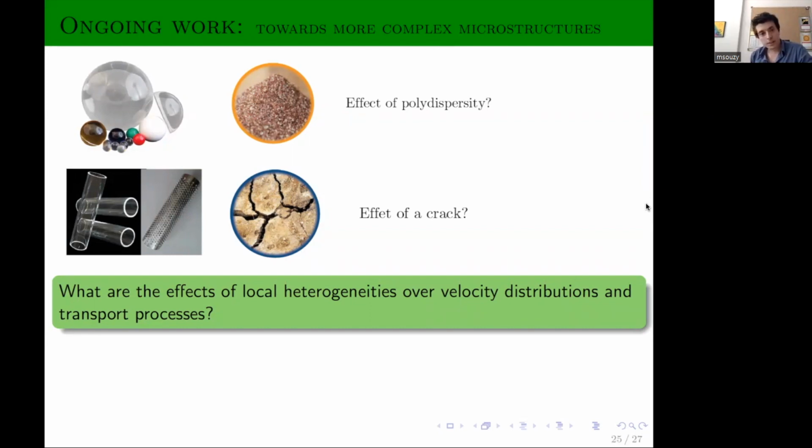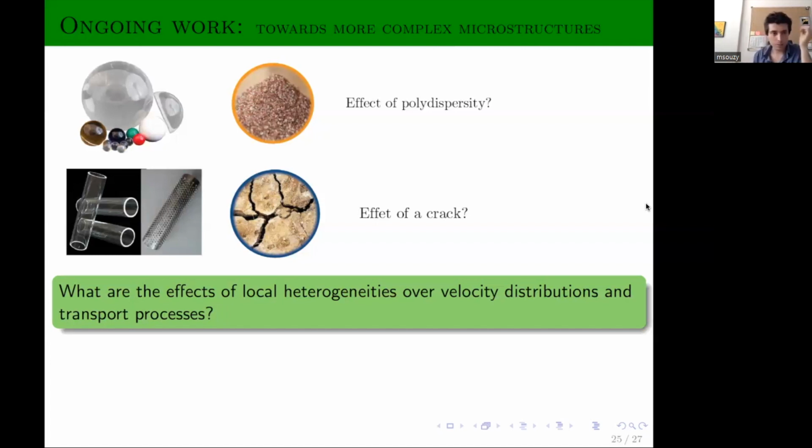So now we're going to investigate the effects of adding step by step some more complexity to the microstructure to decipher what their effects are over the transport processes. It starts with investigating the effect of polydispersity. This will tend to widen the distribution of pore size, so how does this affect the dispersion and stretching processes? You can also think about the effect of a crack. When you have, in soil samples, some channels of erosion, how do they affect the dispersion process?